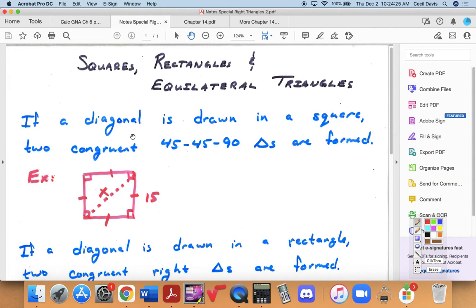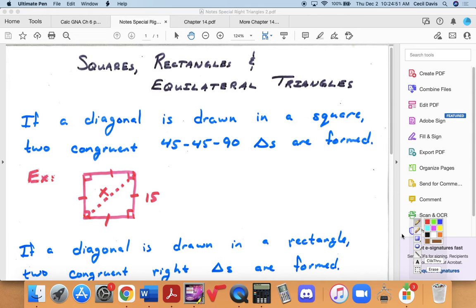So here, if a diagonal is drawn in a square, you get two congruent 45, 45, 90 triangles. Now, I just have made a claim, and anytime somebody makes a claim, you should carefully consider whether that claim is really true or not. I don't care if it's a teacher, preacher, whatever. You should go, wow, I need to test this. That's actually scriptural, but we'll get into that another time.